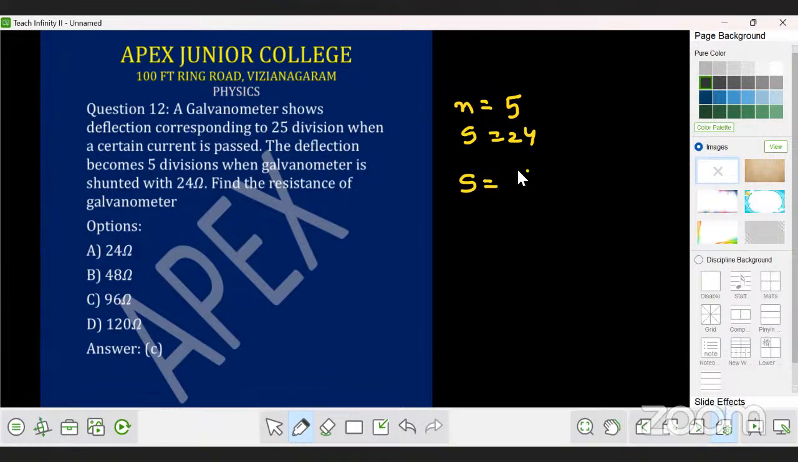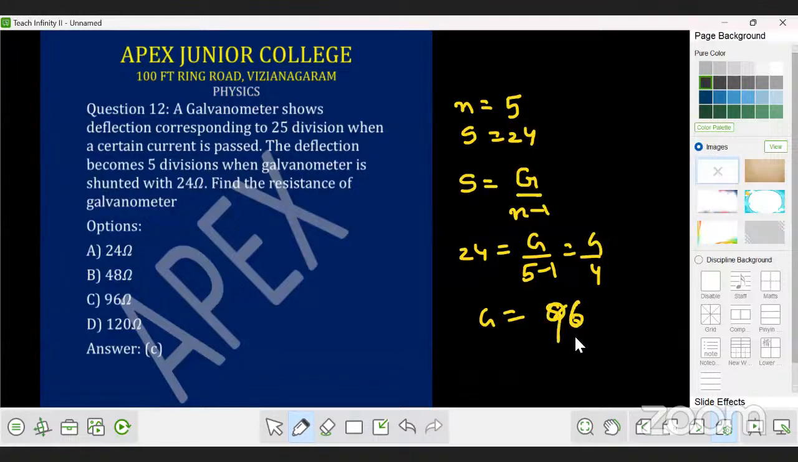In case of ammeter, what is the formula for shunt resistance? S equal to G by N minus 1. So that 24 equal to G by 5 minus 1. That is nothing but 4. Then G equal to 24 into 4, which will be equal to 96. So that third option is correct. This is based on ammeter, conversion of galvanometer into ammeter. If n number of times range is increased, then S is nothing but G by N minus 1. Okay, next one.